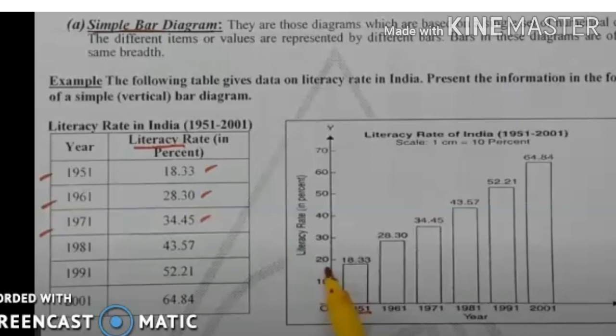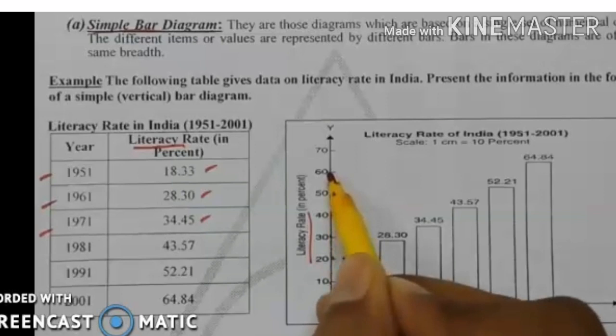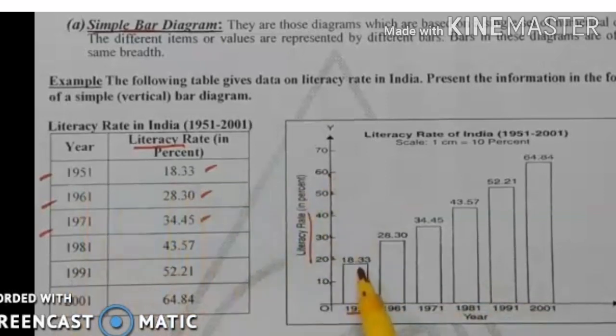The following table gives data on literacy rate in India. Present the information in the form of a simple bar diagram, that is, vertical form. So the year is given till 2001, and here the literacy rates have been given. How will you mark this? You have to first take the scale and mark 10, 20, 30, 40, 50, 60, 70.